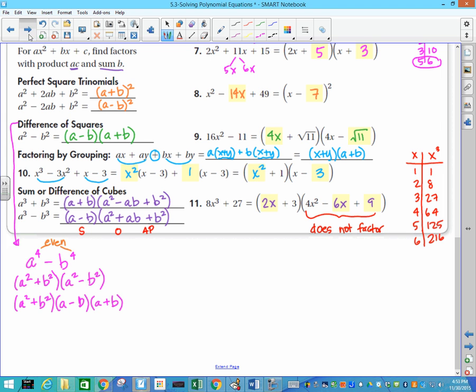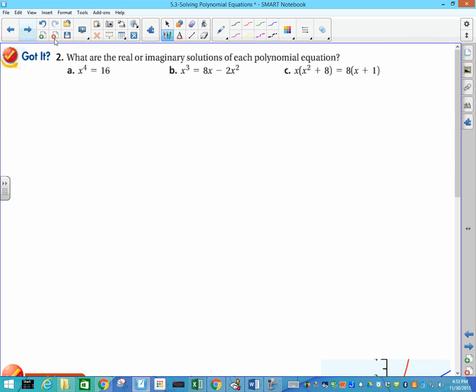So let's look at some more examples. Oops, went too far. My bad. So what are the real or imaginary root solutions of each polynomial equation? So I'm working on A, and if I have x to the fourth equals 16, okay, I'm not going to just take the square root of both sides because that's not going to fly because you're not going to get all of them. So I'm going to bring them to the other side, set it equal to 0, put it in standard form, whichever you need to remember.